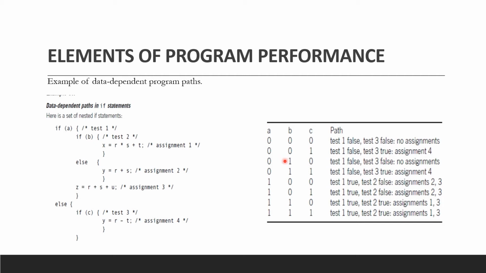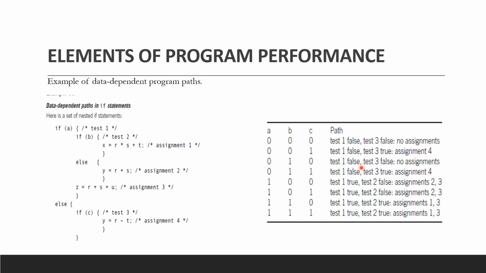Then coming to the B. Next case, that is 0, 1, 0. Here B is true. B is true means test 1 is false. Now you have to check: test 1 is false, but test 2 is true and test 3 is also false. So, once test 1 is false, it will come out of the loop to the else case, rather than proceeding with test case 2. So, here it will come out of the loop. Here test case 3 is also false. So, there is no assignment to execute.